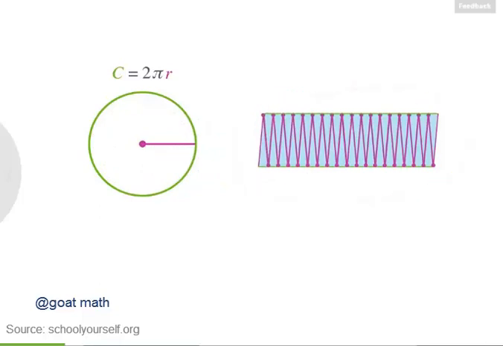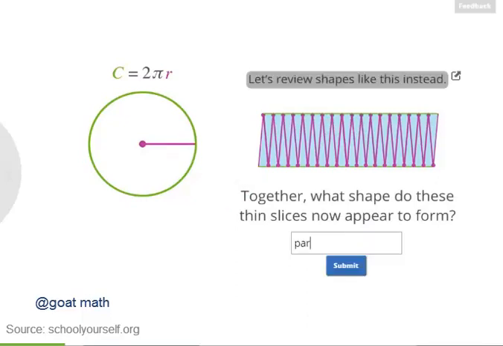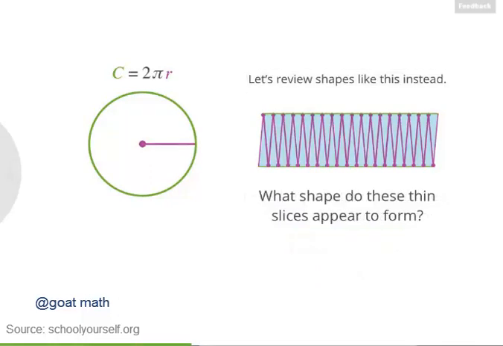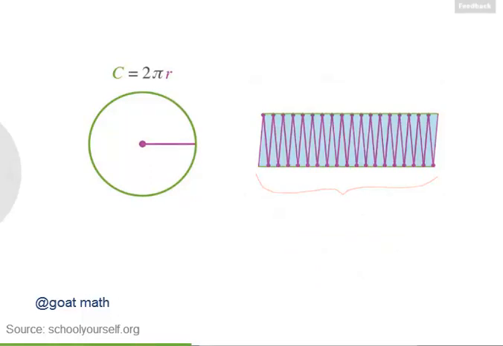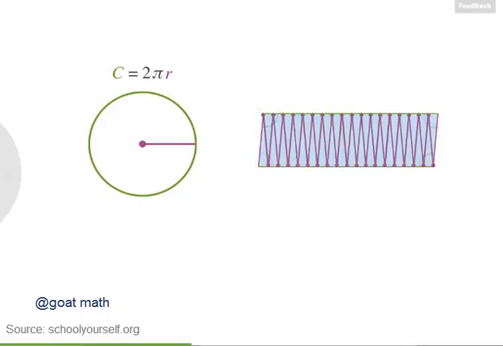When we cut the circle into really narrow slices and rearrange the slices like this, what shape do these thin slices appear to form? Exactly, arranging the slices this way looks like a parallelogram, or actually a rectangle, as the slices get thinner and thinner and these angles in the corners become right angles. So the thinner we slice the circle, the closer to a rectangle this shape becomes.